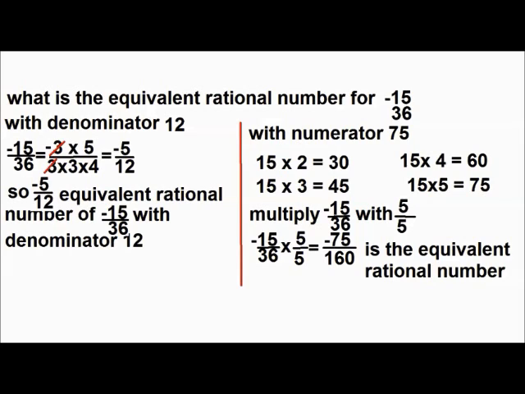And now with the numerator 75. We know that 15 into 2 is 30 and 15 into 5 is 75. So we have to multiply 15 by 5. So we have to multiply the denominator with 5 and the numerator also with 5. So minus 15 by 36 into 5 by 5 becomes minus 75 by 180, which is the equivalent rational number of minus 15 by 36 with the numerator 75.